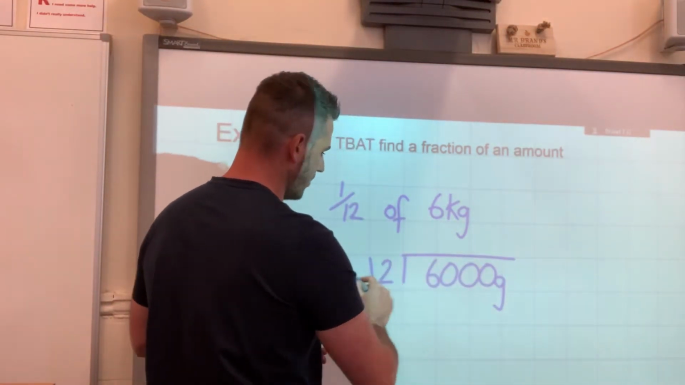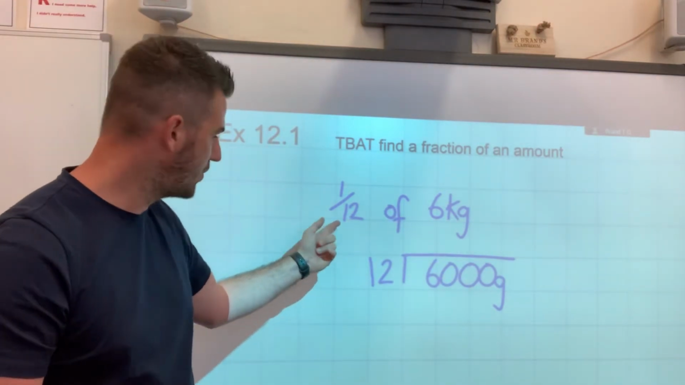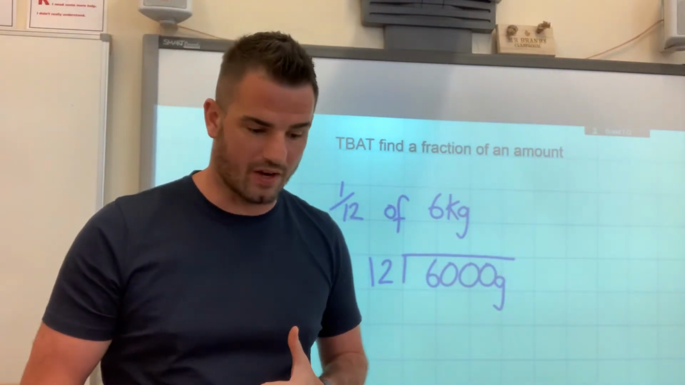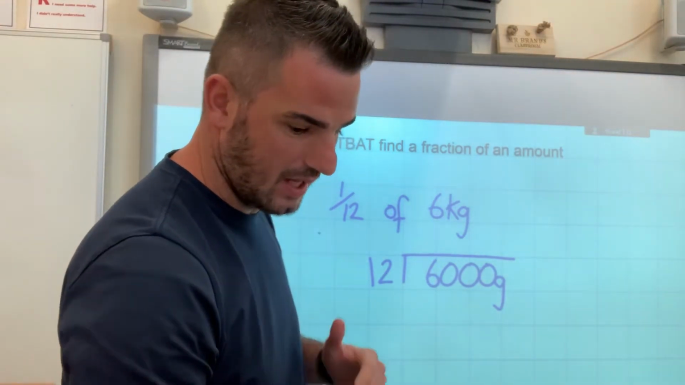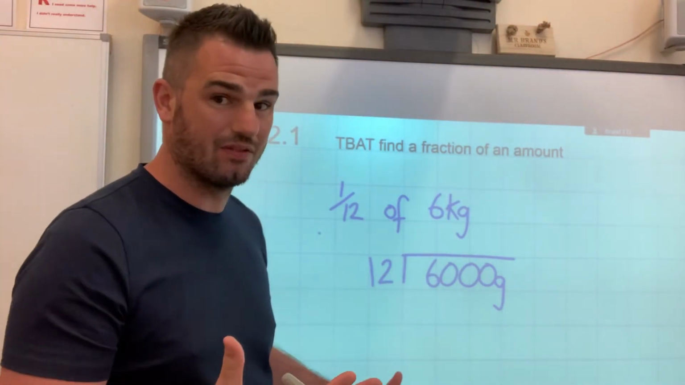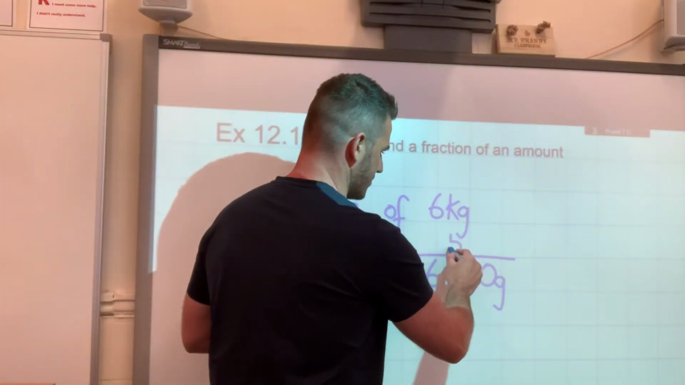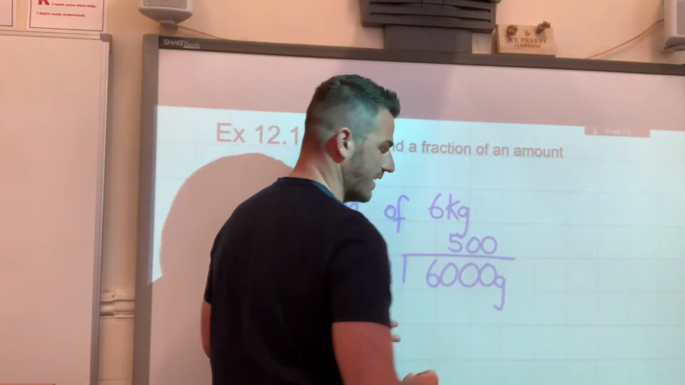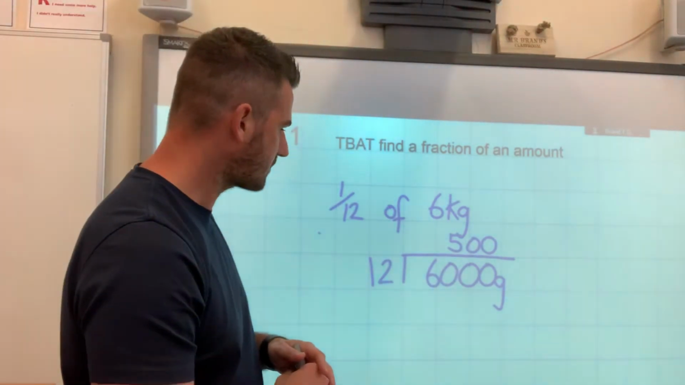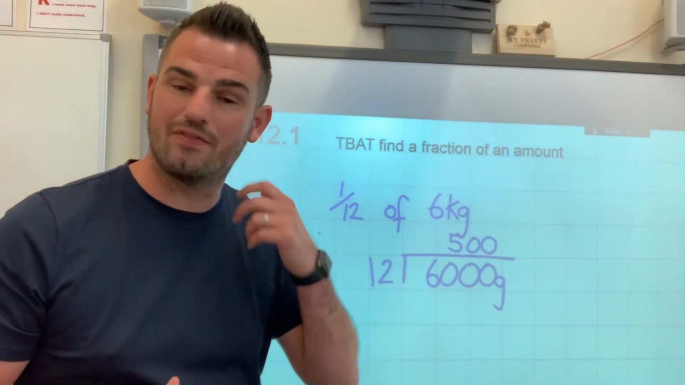Just as we did before, we're going to divide by 12. So our denominator gives us the clue here, and we're only finding 1/12. We're not having to do any other multiplication. Now, with a little bit of division understanding, you would hopefully work out that a 12th of 6,000, 6,000 divided by 12, would be 500. Now, what is that 500? Well, it's going to be 500 grams.